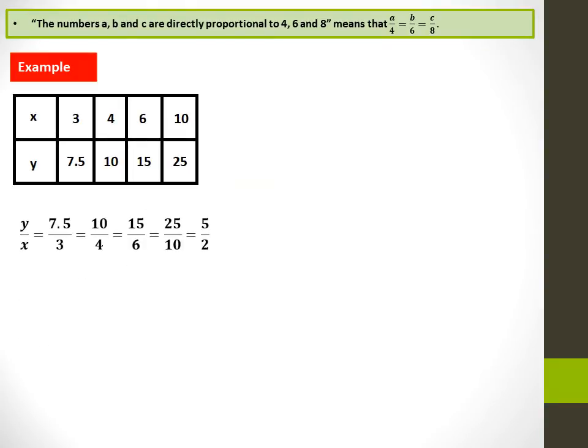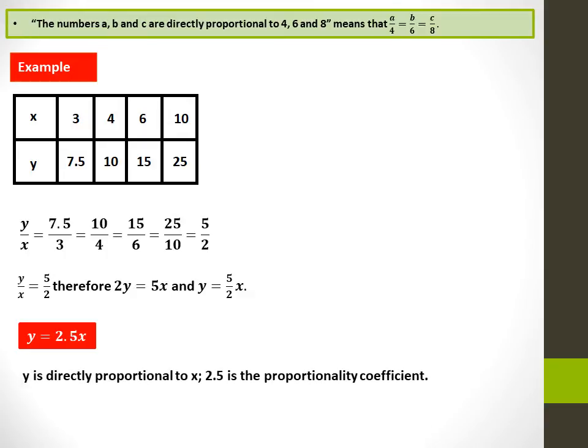Example. In this table, I can find y over x. I notice that 7.5 over 3 is equal to 10 over 4 equals 15 over 6 equals 25 over 10 equals 5 over 2 or simply 2.5. So y over x is equal to 5 over 2. Therefore, 2 times y is equal to 5 times x and y is equal to 5 over 2 x, or I can simply write y equals 2.5x. Y is directly proportional to x. 2.5 is the proportionality coefficient.